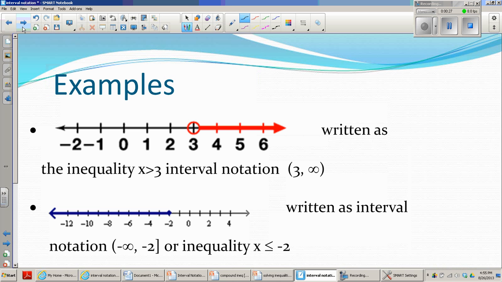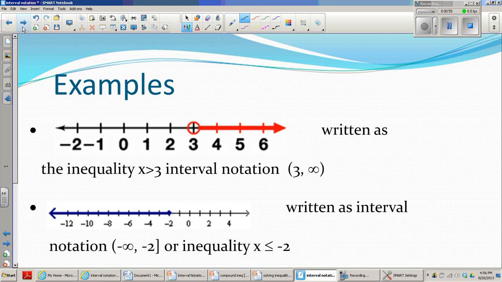Let's do a couple of examples. Let's look at example 1. The inequality, remember we have variable, symbol, value. Variable, we can use any variable. I'm going to use x. Then we're going to have the value 3. Remember from last lesson, we point in the direction that the arrow is going, so we have greater than. So x is greater than 3.